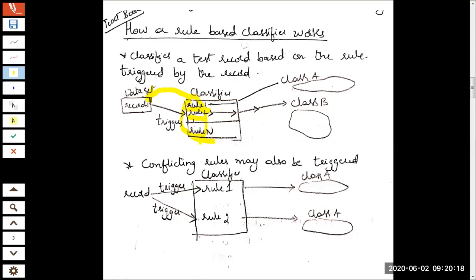Meaning that this is also supervised. The classifier will not work on its own. We need to train this classifier with the historical data. This training will result in some rules, that is what you are seeing on the screen. Inside the classifier I have written this. The training that has been given to the classifier has resulted in rules being generated for this classifier. Rule 1, rule 2, rule 3.